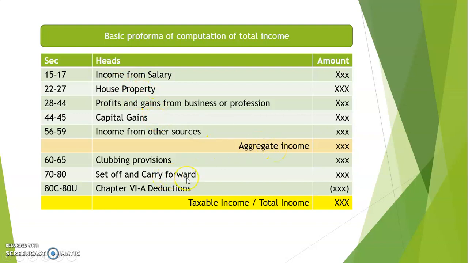Same applies for set off and carry forward as well. Whatever set off and carry forward is applicable to the assessee should be done while aggregating, along with aggregation itself. Got it? But chapter 6A deductions falls after that. Fine? Clear? Right. Now I'm presuming you got an idea of all the sections that come in as in the structure of how clubbing provisions work.